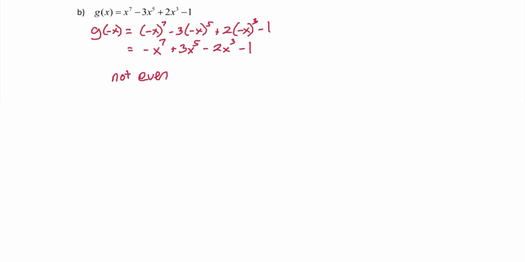So to check for the other option, to check to see if it's odd, we will factor out a negative 1. So in the result we just have, factor out a negative 1. We get x to the 7 minus 3x to the 5th plus 2x cubed plus 1. Now you want to ask, is this inside the parentheses the same as what you started with? Is this the same as the original g?